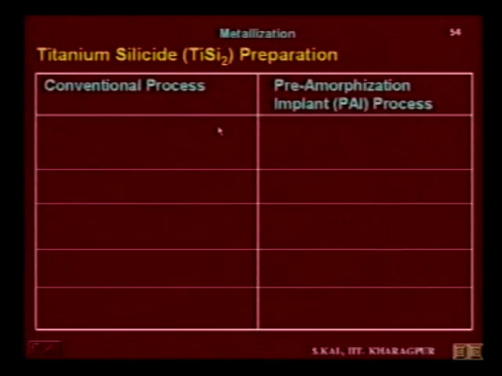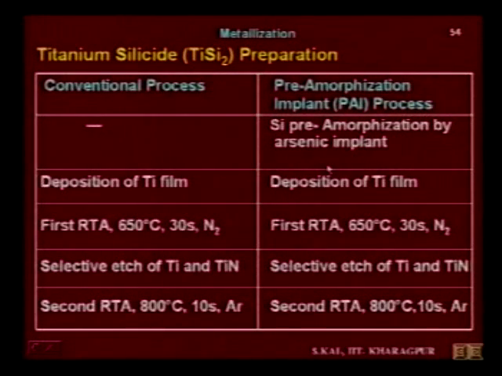And now I will tell you how this titanium silicide is prepared. There are two techniques. One is the conventional process, another is known as the pre-amorphization implant process, PAI process. And the preparation techniques are narrated here. So first you deposit titanium film on the wafer, then you go for annealing, that is rapid thermal annealing, 650 degrees centigrade, 30 seconds in nitrogen ambient. RTA means high temperature, low time.